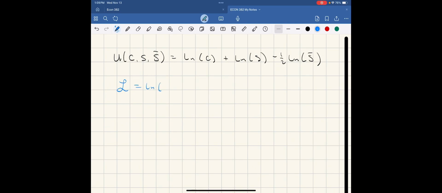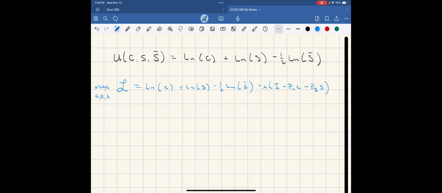We want to now set up a Lagrangian for this. So we get the log of C plus log of S minus 1/2 the log of what other people consume, plus a typical budget constraint where we get minus the price of C times C, the price of S times S. Now notice in this Lagrangian, in this optimization problem, S bar isn't our choice. So we're not optimizing with respect to S bar. We're maximizing the things we get to choose, which is C, S, and lambda.